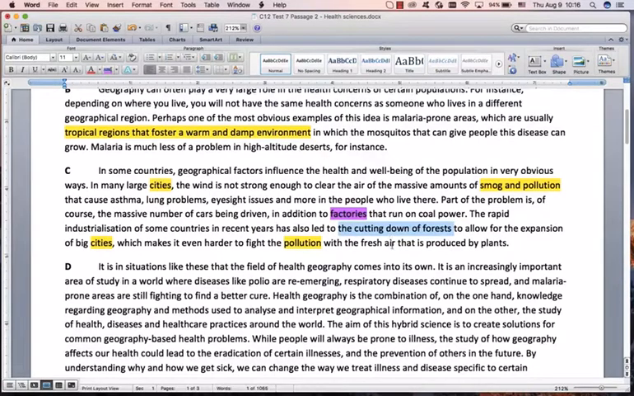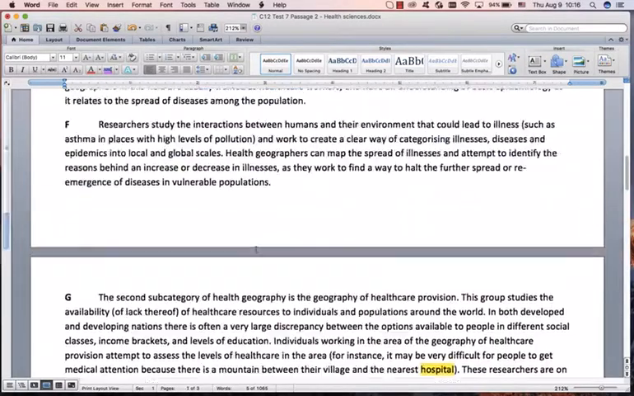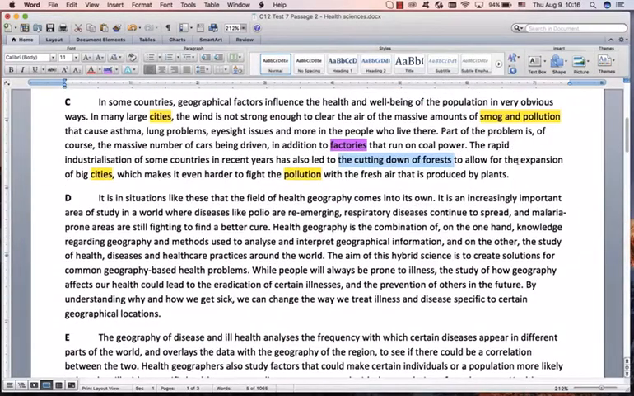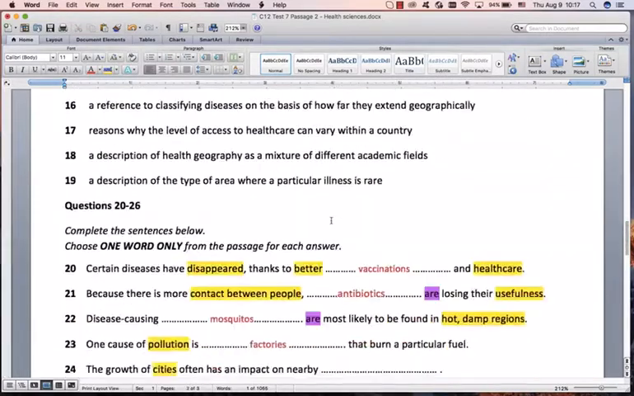It's a slightly more difficult one. There was nothing there about nearby. The impact was cutting down. It was a very difficult paraphrase. Growth of cities. Growth of cities is expansion of big cities. So we know that it's that sentence, but it's actually before that. And there is our answer, forests. Not too difficult. Remember, our keyword helped us, so forests.